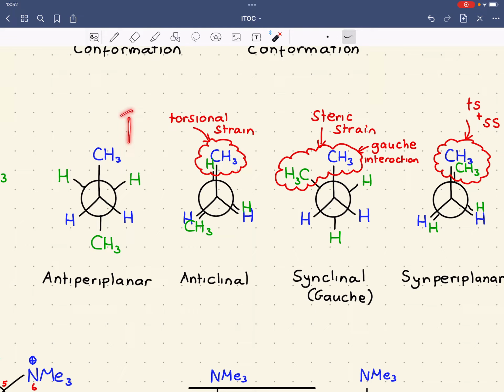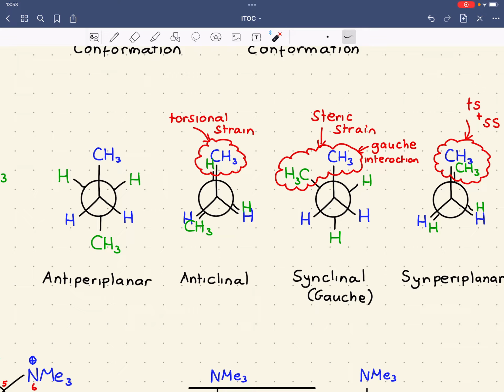So this would be number 1. This would be number 2. The next most stable would be the anticlinal. The least stable is the synperiplanar, because it's got both torsional and steric strain. So they're the different arrangements in space for, for example, a molecule like butane.